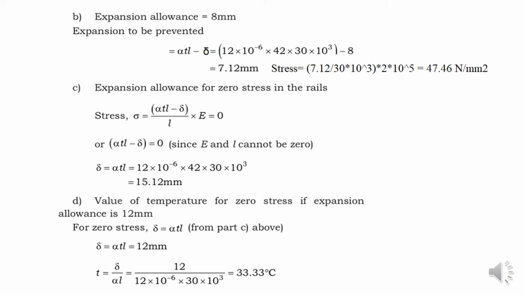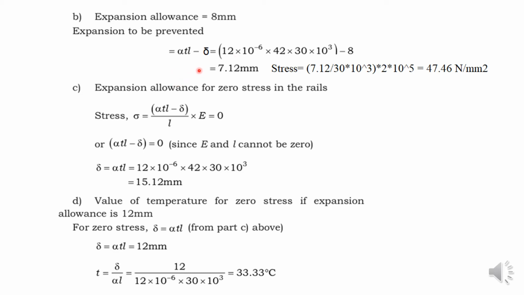So that's equal to alpha delta T into L minus delta, into Young's modulus value, divided by the original length of the rail, so that the answer will be 47.46 Newton per mm square. So this is the equation for expansion, that is alpha delta T L minus small delta, divided by L, will give the value of strain.